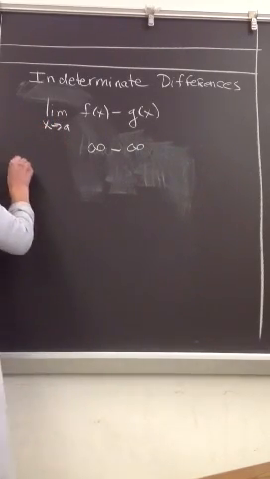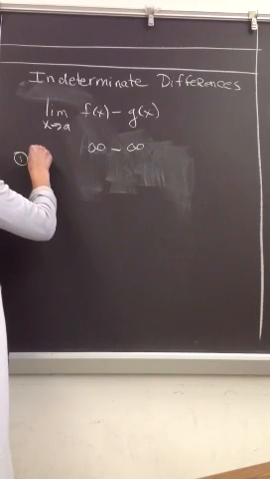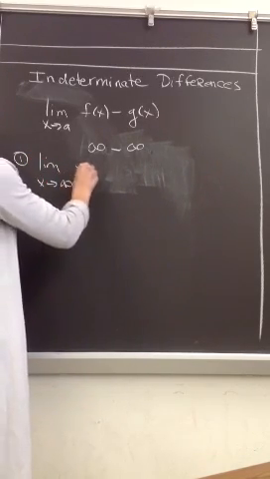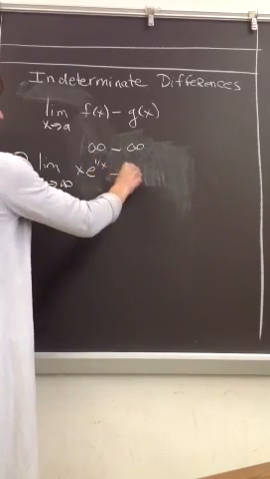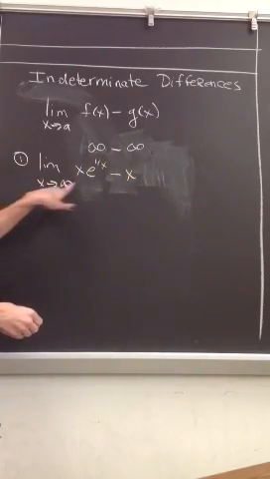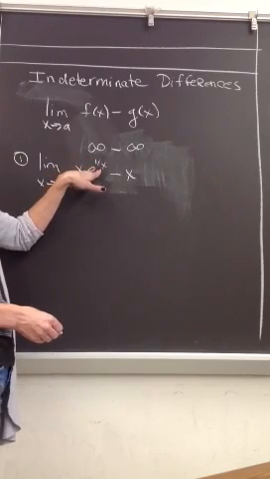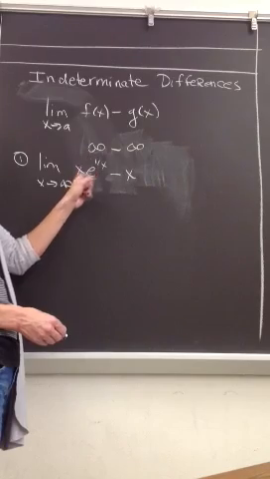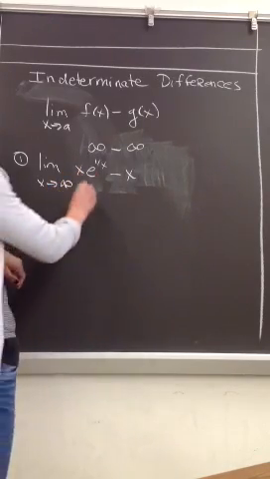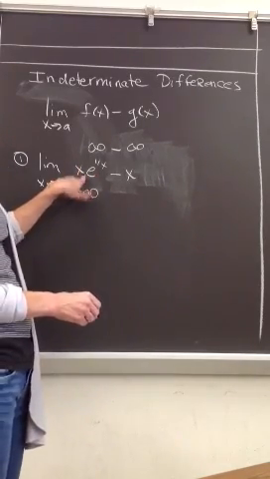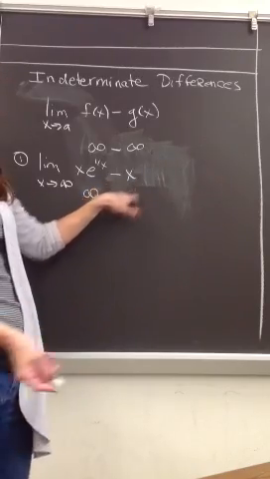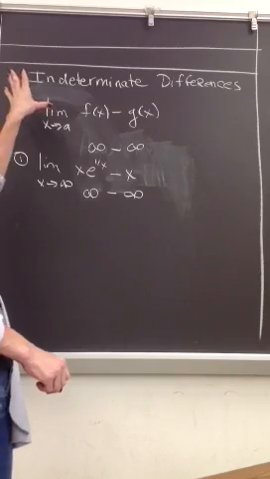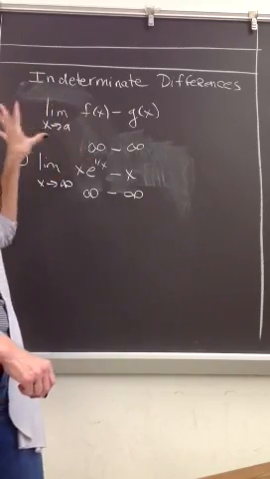All right, let's look at an example. What if we had the limit as x goes to infinity of x e to the 1 over x minus x? Now I see that 1 over x goes to 0 as x gets really large, so e to the 0 is 1, times infinity, so there's that infinity for the first term, and as x goes to infinity, x goes to infinity. So this is an indeterminate difference, so we are going to try to get it into an indeterminate quotient so we can use L'Hopital's rule.